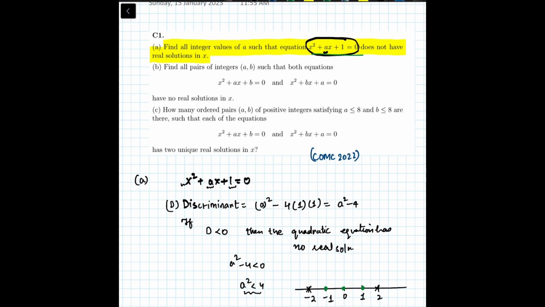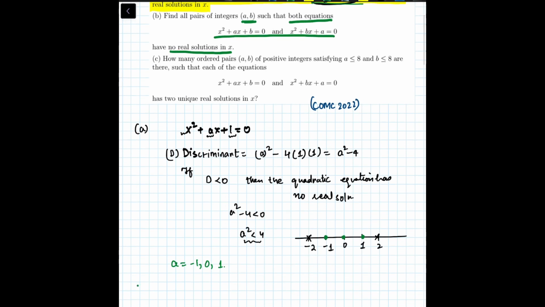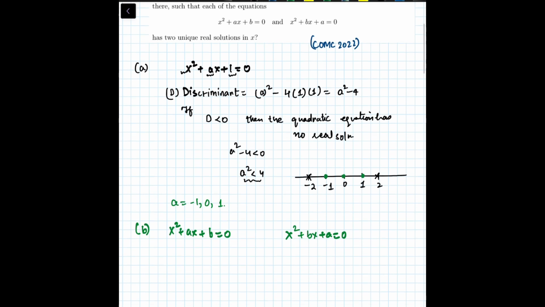Now look at the second problem. That's interesting. Find all pairs of integers (a, b) such that both these equations have no real solutions. If you try to do this problem along similar lines, we have x square plus ax plus b equals 0. That's your one equation. Then you have x square plus bx plus a equals 0. That's your other equation.